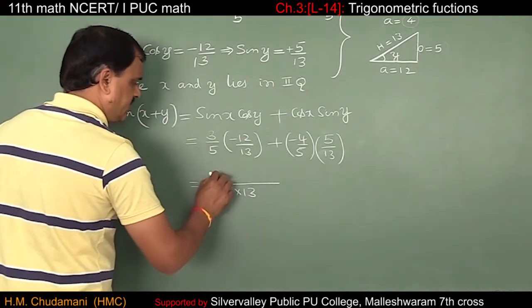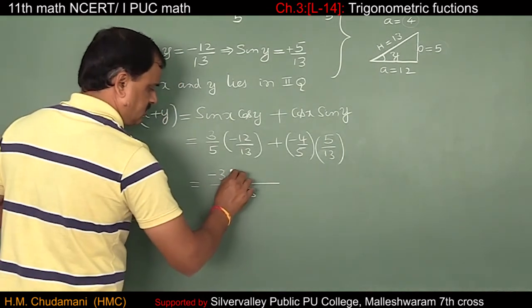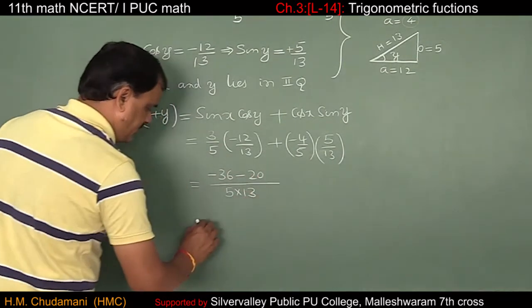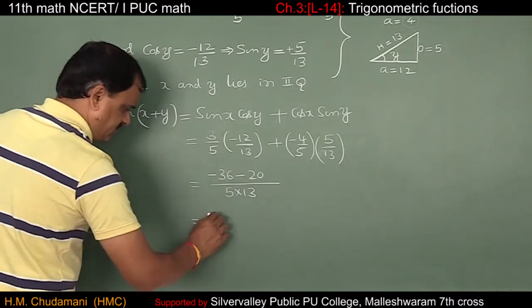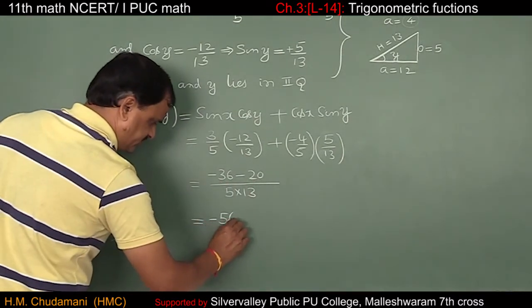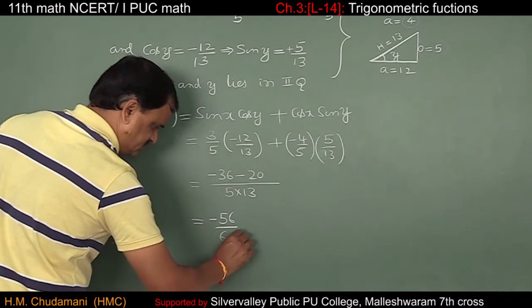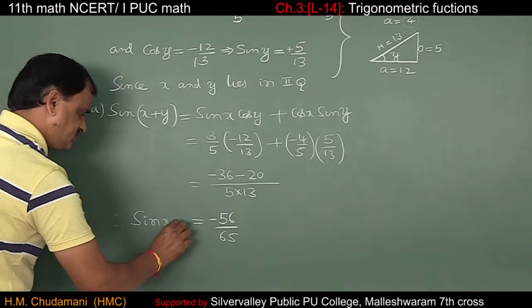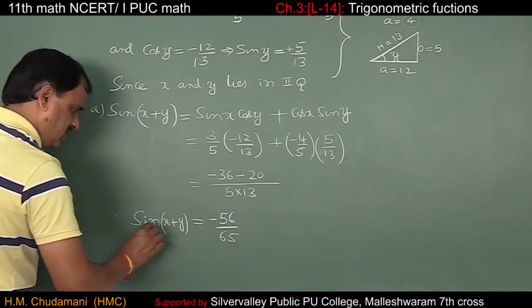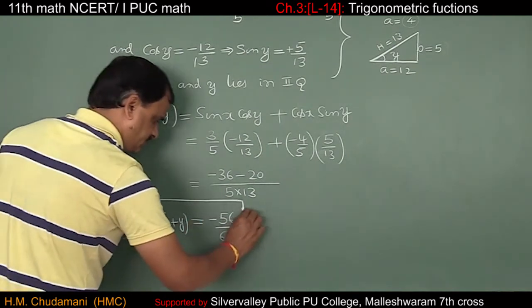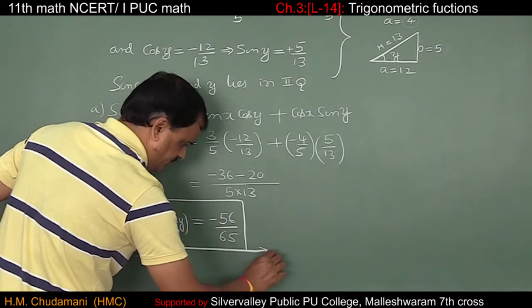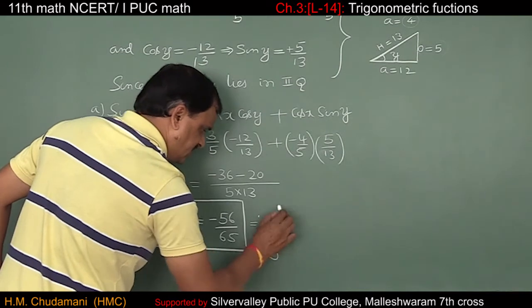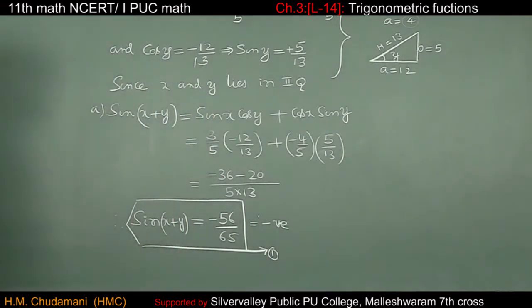12 into 3, minus 36, minus 4 into 5 is 20. This is minus 20 minus 36, which means minus 56 divided by 65. So therefore, sin of x plus y is equal to minus 56 divided by 65, which is a negative quantity. Sin theta is a negative quantity.